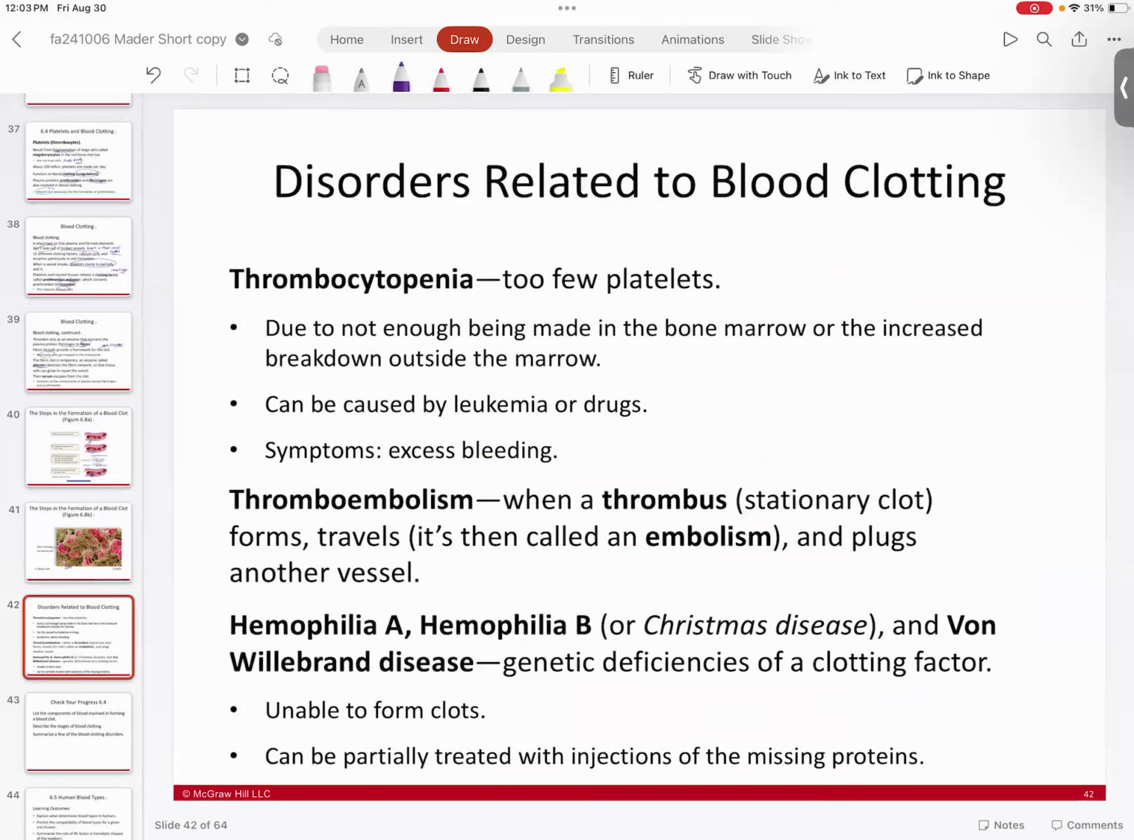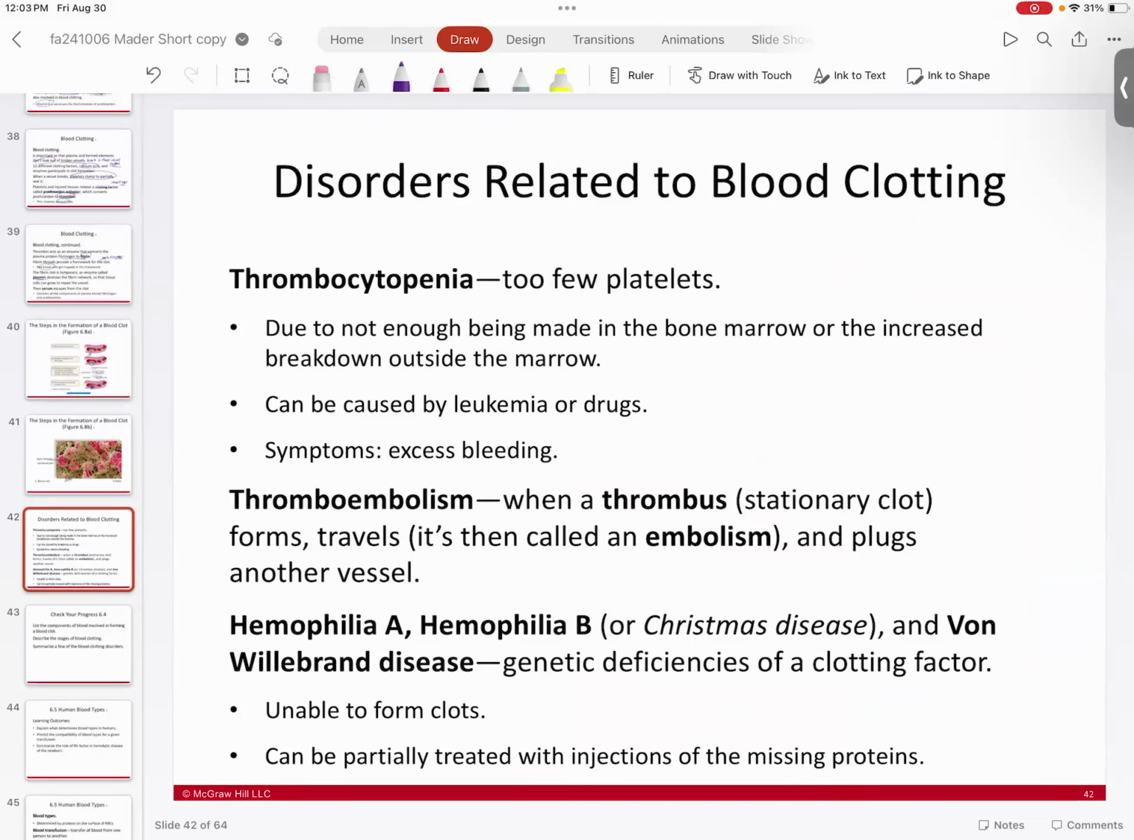Now, what about some disorders? So what happens if the blood clotting goes wrong? Well, the first one we have on our list is thrombocytopenia. This is basically when you have too few platelets. And so because you don't have enough from the bone marrow, this oftentimes is a problem with blood clotting, so you can bleed out. It typically will cause excessive bleeding, even under minor situations. This can be caused by leukemia, or it can also be caused by different types of drugs as a side effect.